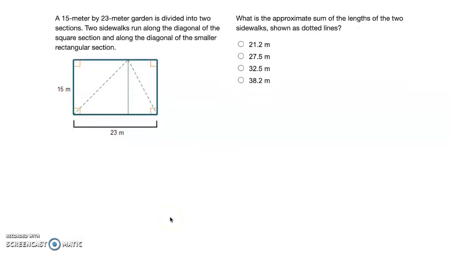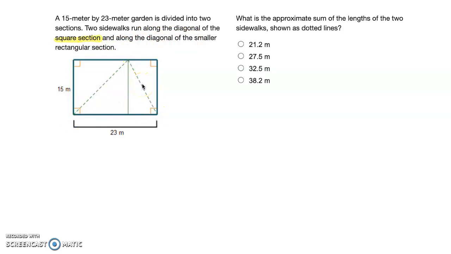Okay, in this problem, we've got to point out a few key words here so we can get the information we need. So we have a 15 by 23 meter garden and 2 sidewalks run diagonal of the square section. So it's telling us that this section right here is a square, and that's the diagonal of a square, and along the diagonal of a smaller rectangular section.